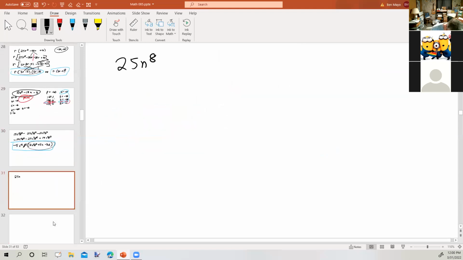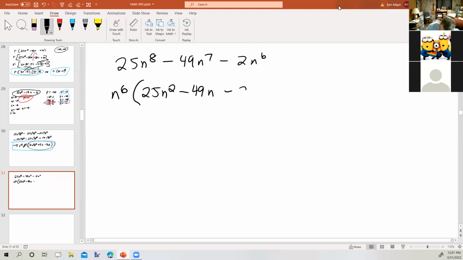25n to the 8th power minus 49n to the 7th power minus 2n to the 6th power. This is in descending powers of n. Oh, there's a greatest common factor. I can take out n to the 6th power. So I get 25n squared minus 49n minus 2.